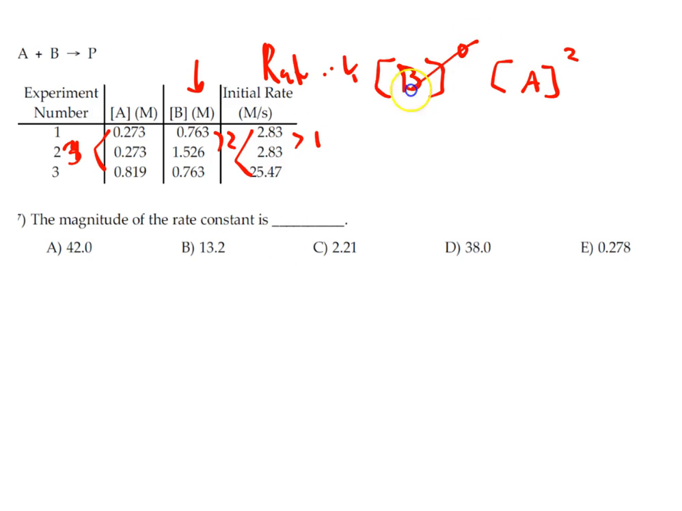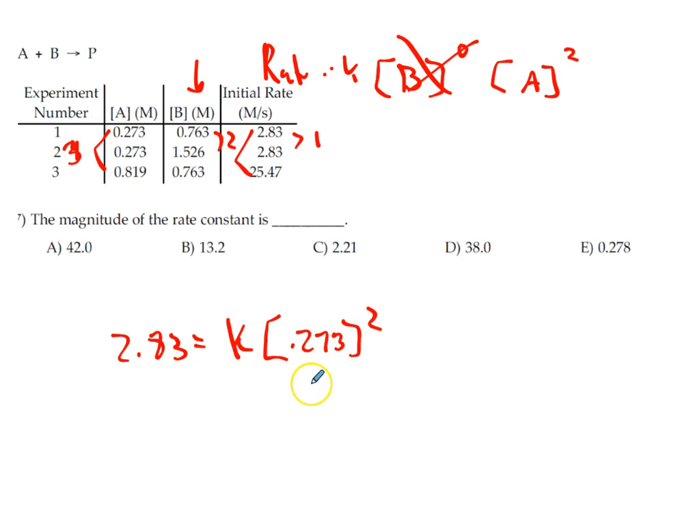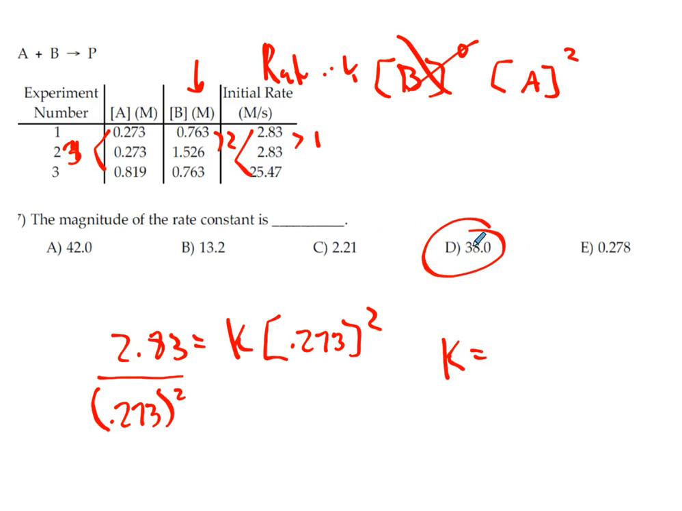Math-wise, I can just eliminate this because it's just going to be a 1, right? So I can say 2.83 equals k times the concentration of A squared. Correct? So just divide this by 0.273 squared. And what did that equal? Okay. We all right with that?